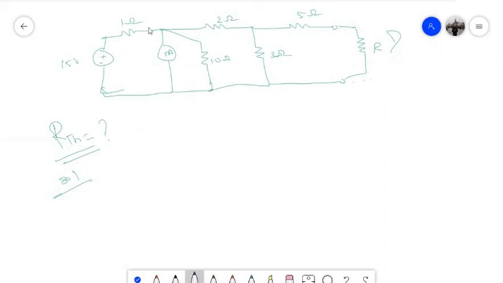Sir, what is direction of 5 ampere current? Yeah, sorry. This should be rectified. Thanks for pointing out. So this is the 5 ampere source.